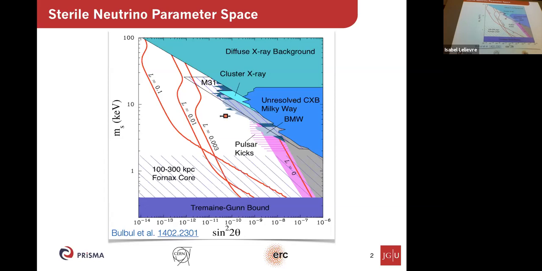Now, what's also interesting about this plot is these hatched regions. There is this purple hatched region labeled pulsar kicks, and these gray hatched regions labeled 100 to 300 kiloparsec Fornax core. These are some very mild hints that may be interpreted as a signal for sterile neutrino dark matter, not with any significance that should give you sleepless nights, but there are these anomalies, and they can be interpreted that way. The pulsar kick anomaly, have you heard of pulsar kicks?